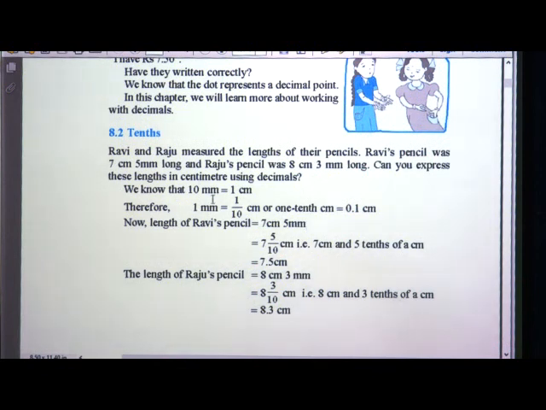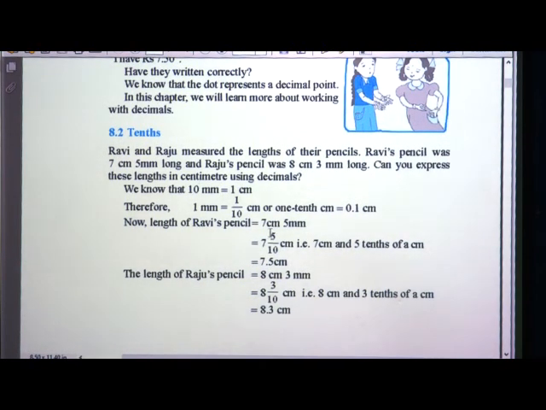So we know 1 millimeter is equal to 1 by 10th of a part. Already it is given 5 millimeter, so 5 millimeter is nothing but 5 by 10th of the part. So instead of 5 millimeter we have written here 5 by 10 centimeter, and 7 as it is, because it is a whole number. Now as it is a whole number, it comes towards the left side of the decimal point, where the place value is ones, or we can say units.